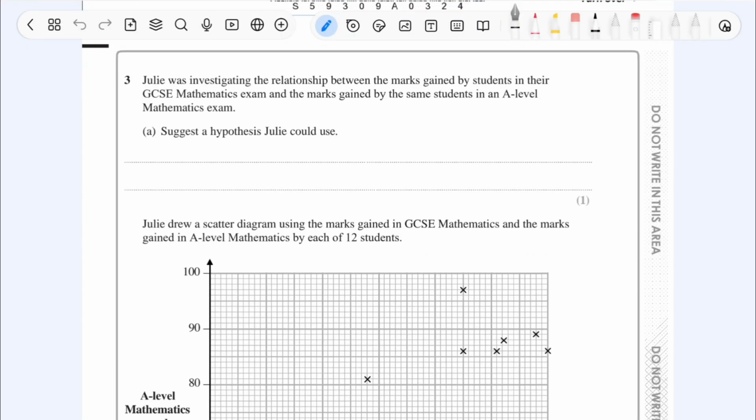Julie was investigating the relationship between the marks gained by students in their GCSE maths exam and the marks gained by the same students in an A-level maths exam. Suggest a hypothesis Julie could use. Well, the same students take both of the exams, so I'm going to guess that in order to progress to A-level they must have done well. Therefore, students who score highly in GCSE maths should also score highly in A-level maths.